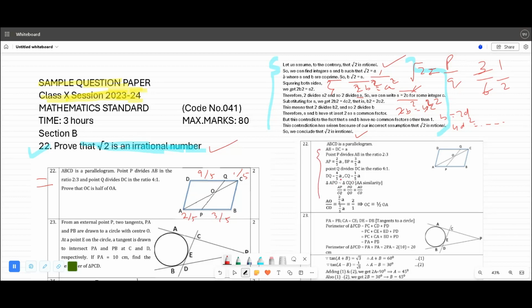So I'll explain this. AP is equal to 2 by 5 A and BP is equal to 3 by 5 A. And DQ is 4 by 5 A and CQ is 1 by 5 A. Then you see what happens here. That means triangles APO and CQO, these two triangles are similar. Reason being, if this angle is theta, then this one will also be theta. Parallel lines property: if this angle is alpha, then this angle will also be alpha. And the third angle is anyway a vertically opposite angle.